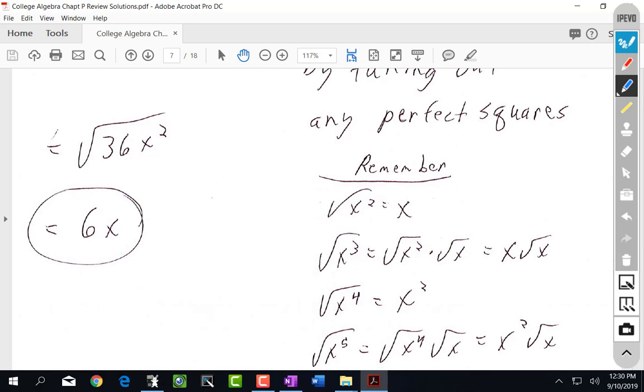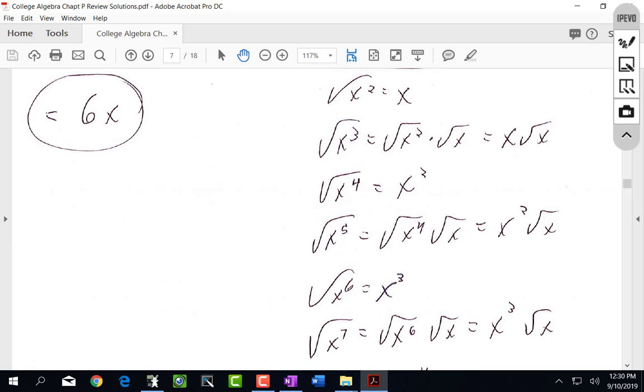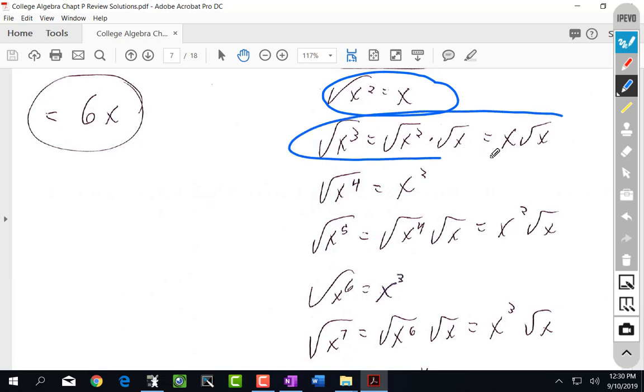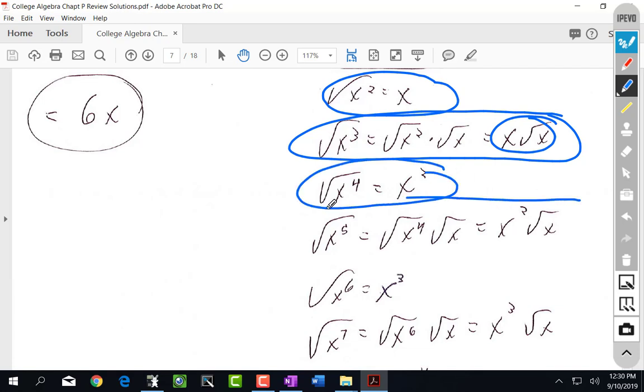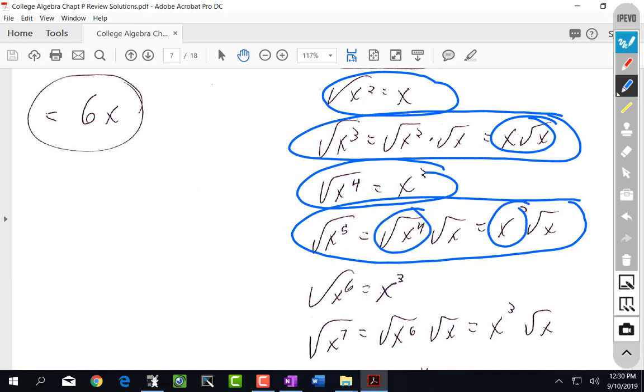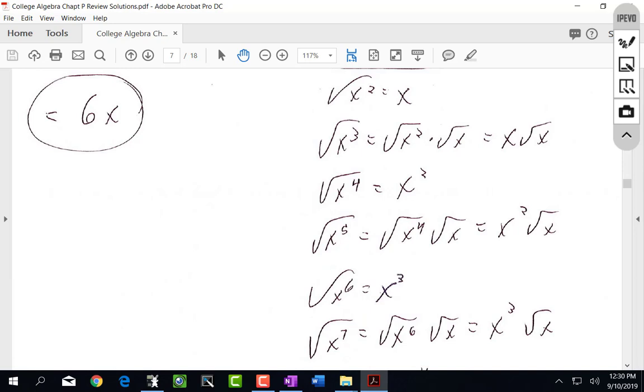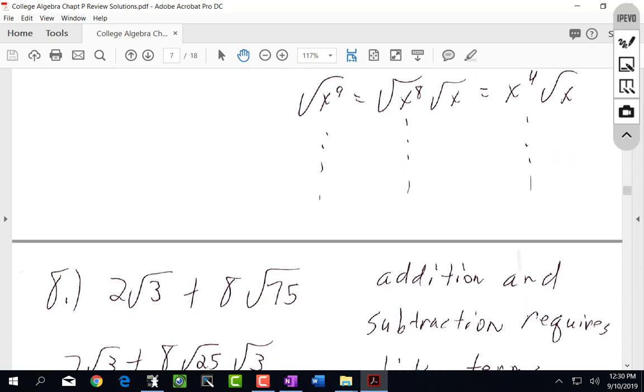And then, as a reminder, I went ahead and wrote down your perfect squares for your variables. So remember, the square root of x squared is x. The square root of x cubed is the square root of x squared times the square root of x. And the square root of x squared is x, so you get x square root of x. The square root of x to the 4th is x squared. The square root of x to the 5th is the square root of x to the 4th times the square root of x. And the square root of x to the 4th becomes x squared. And you still have the square root of x left. So on and so forth. The square root of x to the 6th is x to the 3rd. So if the exponent is even, it's a perfect square. You just take half of it, so on and so forth.